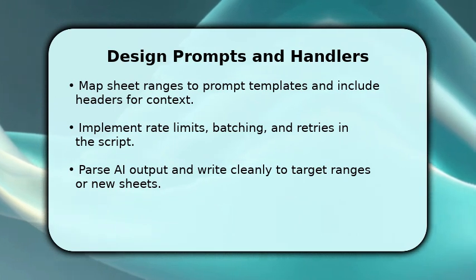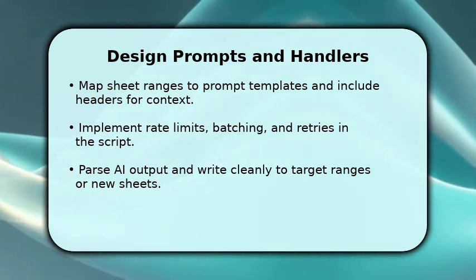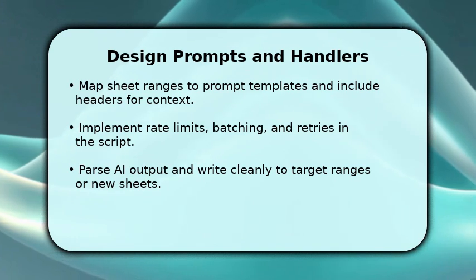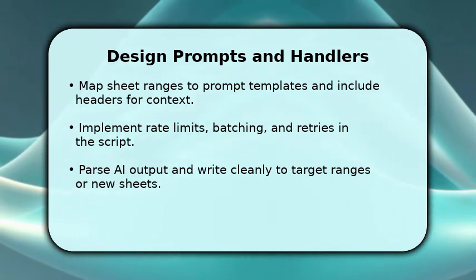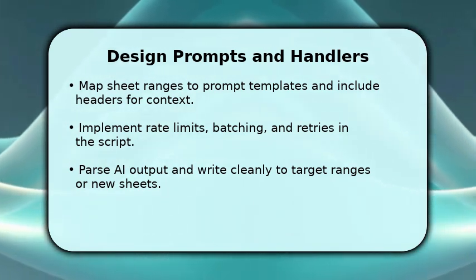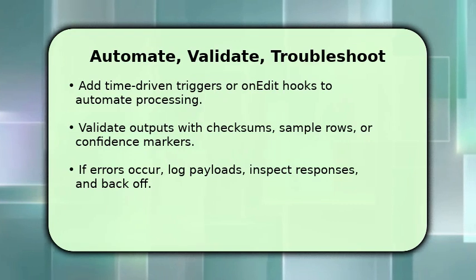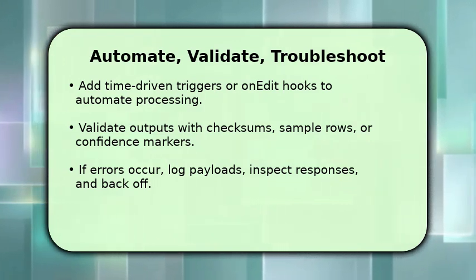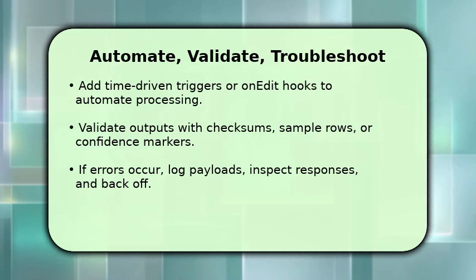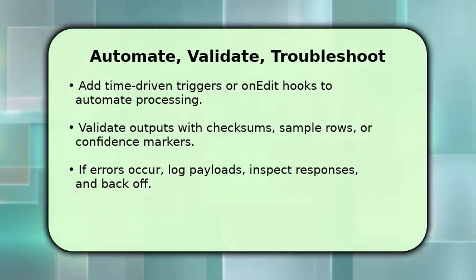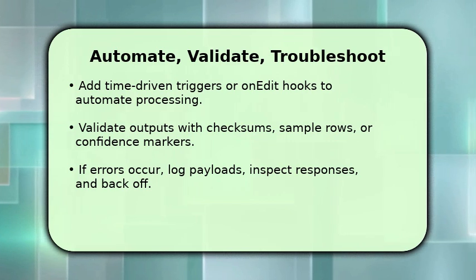Then, parse the AI response and write the cleaned result back into target ranges or a new sheet. This keeps the workflow atomic and repeatable across runs. Finally, automate and validate. Set a time-driven trigger or an on-edit hook to run the script automatically, and include lightweight validation like checksums or sample row comparisons.